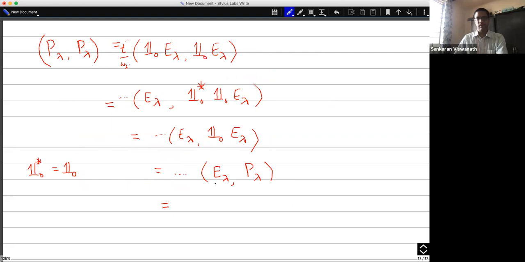So this guy is essentially nothing but the coefficient of E lambda in the E expansion of P lambda. Okay, up to, well, there's E lambda, E lambda, right? So this coefficient into E lambda, E lambda. So there is also an E lambda, E lambda.